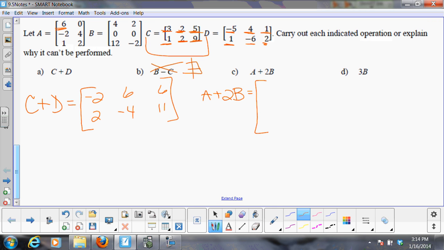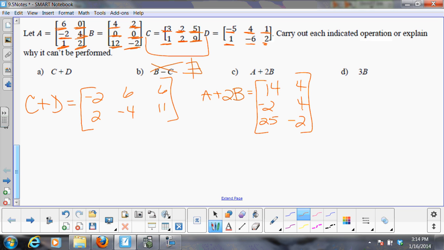So 6 plus 2 times 4, which is 14. -2 plus 2 times 0, which is -2. 1 plus 2 times 12, so that's 25. And then the second column, 0 plus 2 times 2, which is 4. 4 plus 2 times 0, which is still 4. And 2 plus 2 times -2, which is -2.